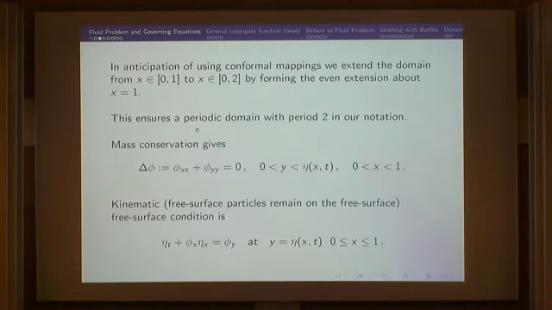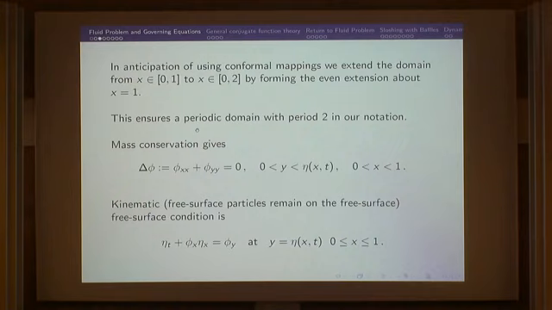Okay, so in anticipation of using conformal mappings, we're going to extend our domain. From x between 0 and 1, we're going to extend it to x between 0 and 2, and we're just going to take the even extension about x equals 1. So we're just going to mirror our domain in x equals 1 in order to utilize conformal mappings, because that then ensures that we have a periodic free surface, periodic domain. Okay, so we're going to solve some differential equations.